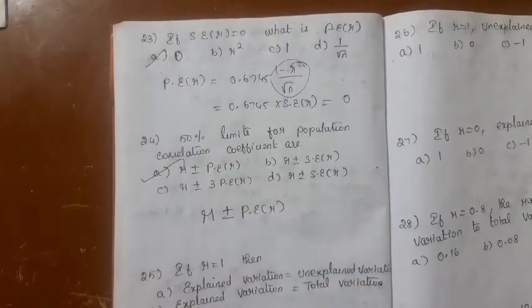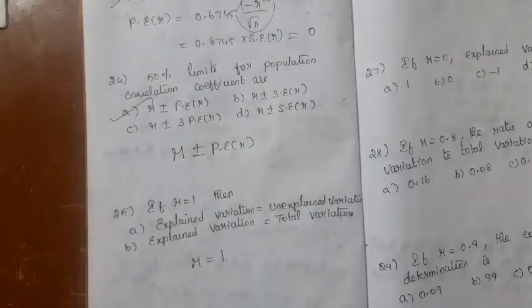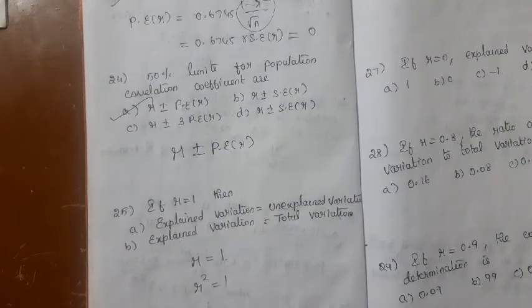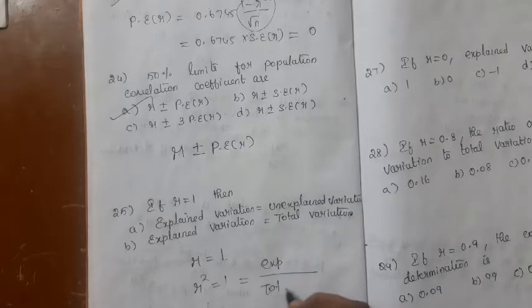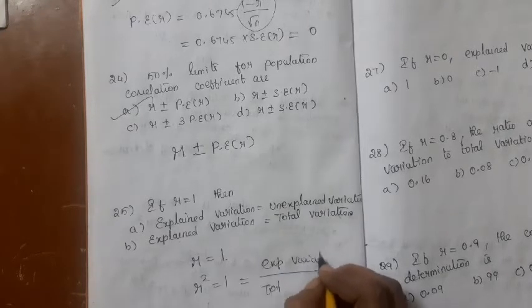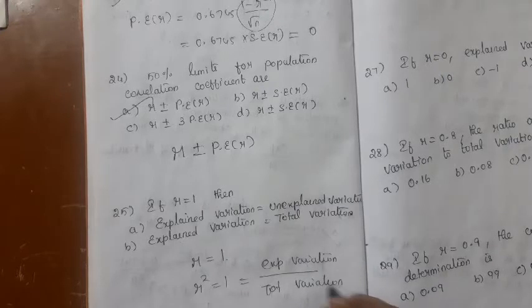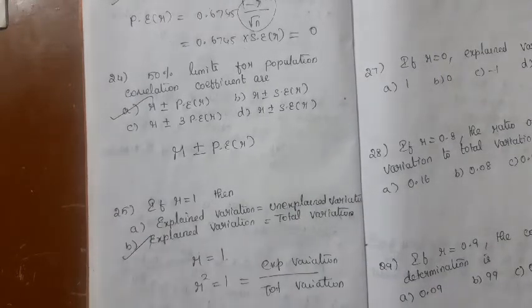Option A. If R is equal to 1, which of the following is true? Then R square is equal to 1. What is R square? It is explained variation by total variation, right? So if R square equal to 1, then it means explained variation is equal to total variation. So B is correct. Okay, option B is correct.